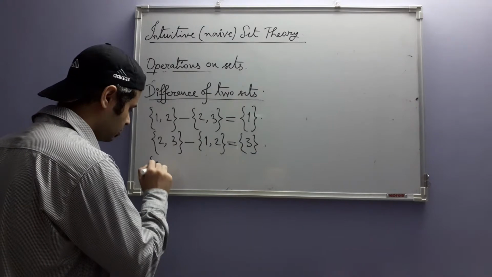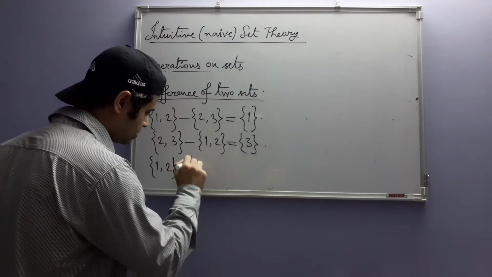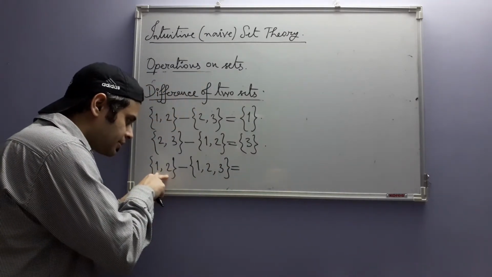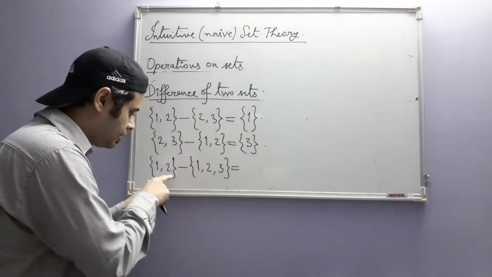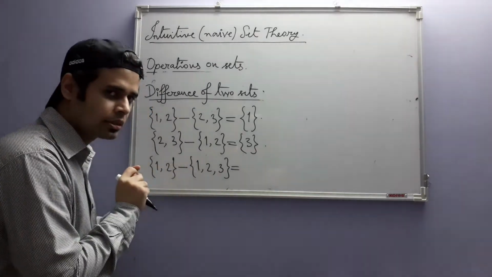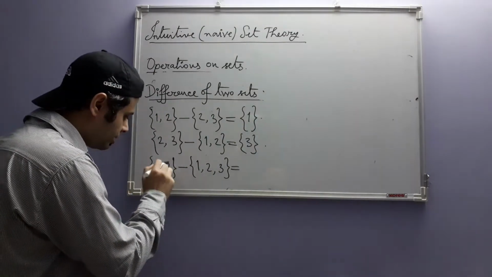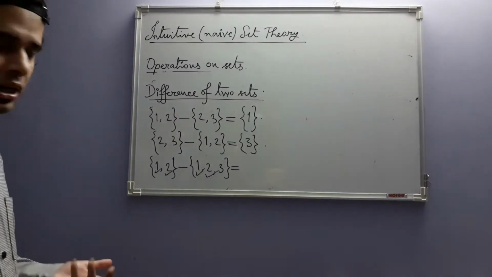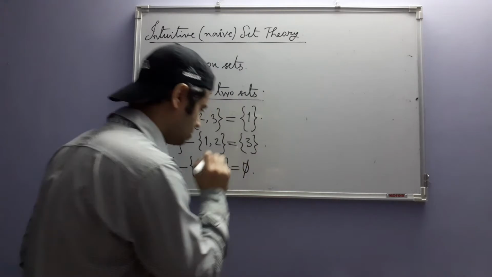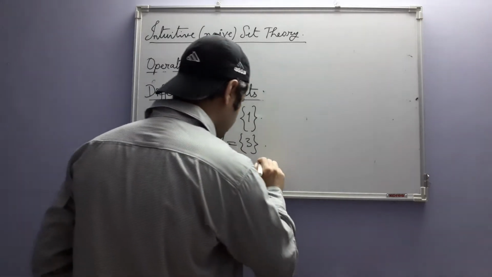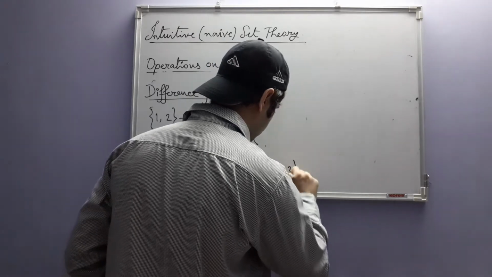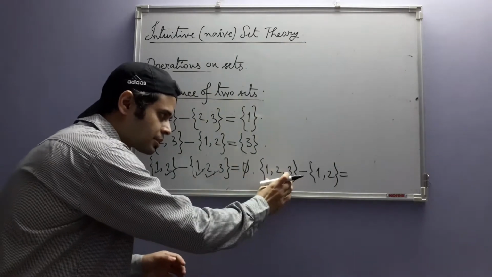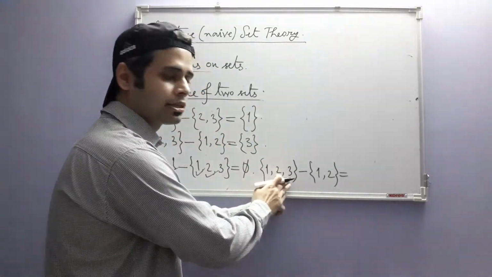What about this one? {1, 2} minus {1, 2, 3}. Those elements in the first set that are not in the second set. Is there any element in the first set that is not in the second set? No, because both the elements in the first set are also in the second set. So that means this difference has no element. It is empty. However, if you calculate this one, those elements in the first set that are not in the second set, only one such element, 3.